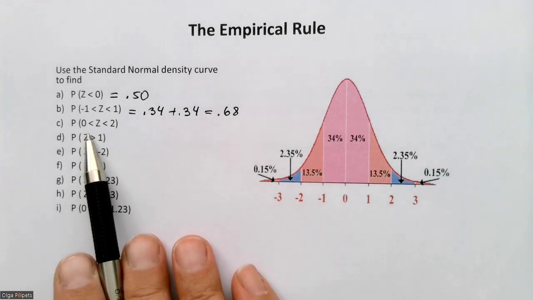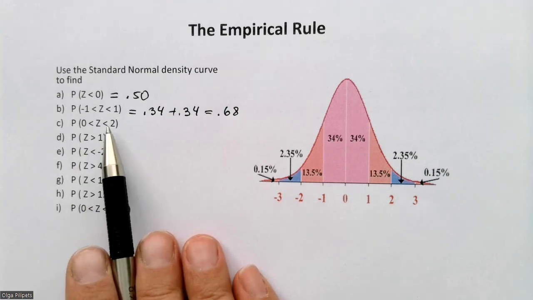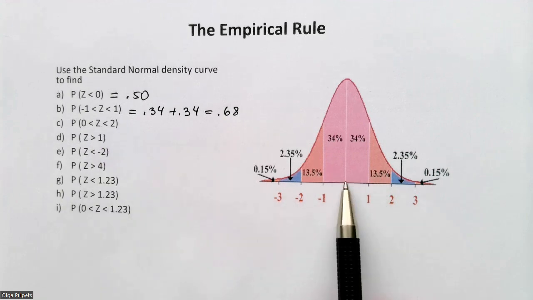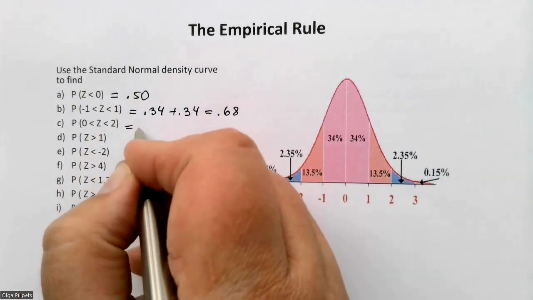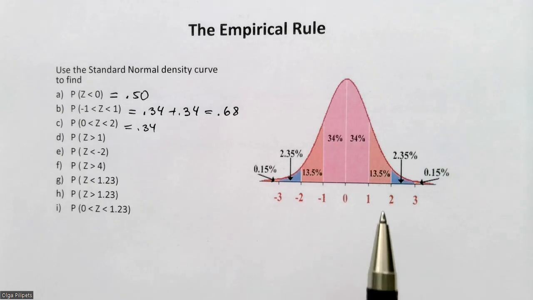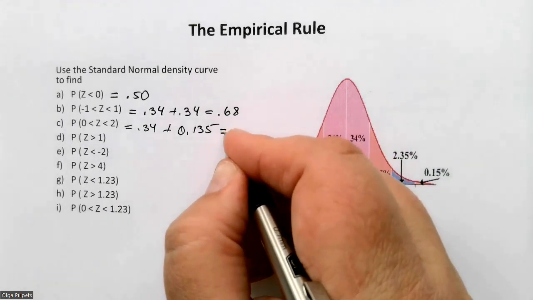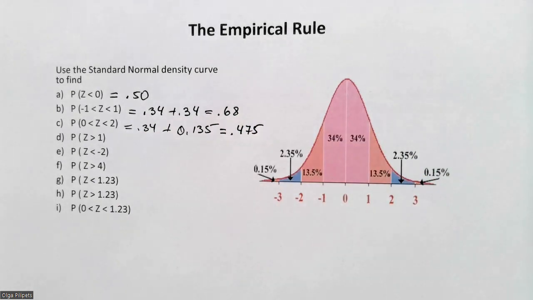All right. The next question is asking, find the probability that Z is going to be between 0 and 2. Just a reminder, Z represents the number of standard deviations in a standard normal distribution. So this is the X value that's between 0 on the standard scale and 2 on the standard scale. There we have 34%, which is 0.34. And between one standard deviation and 2 standard deviations, we have 13.5%, so plus 0.135. And when we put that into a calculator, we're going to get 0.475.